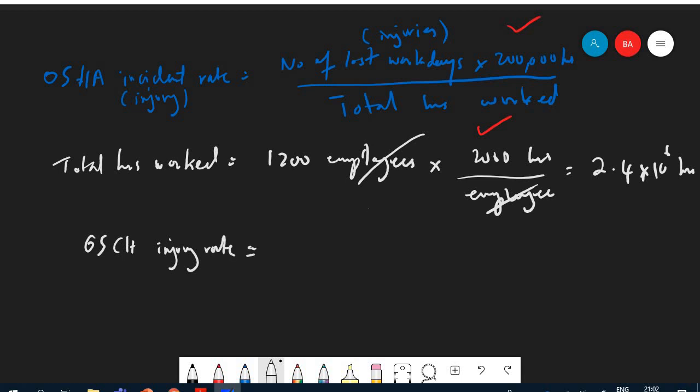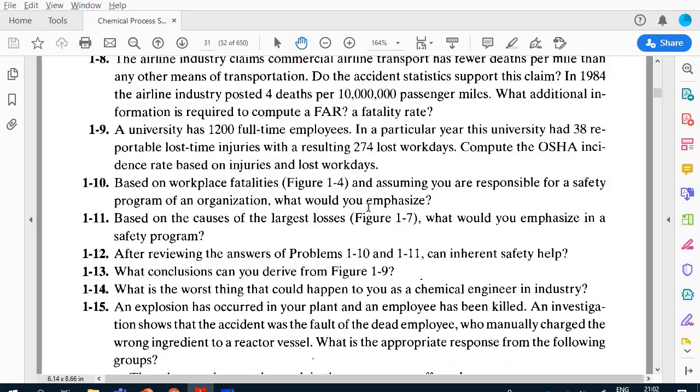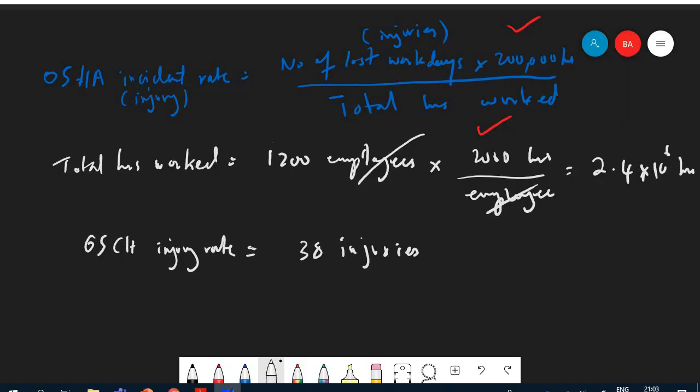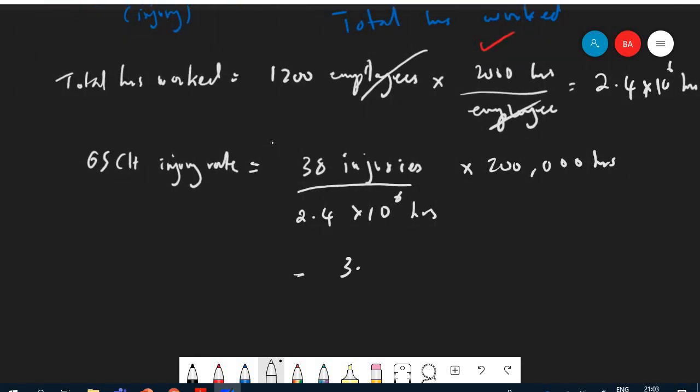So this is equal to 38 injuries. What did I get this 38 from? If you go back, a university has 1,200 full-time employees, and in a particular year this university had 38 reportable lost time injuries. So it had a report of 38 injuries, divided by 2.4 times 10 to the power 6 hours. In our equation, we multiplied by 200,000 hours, and this is equal to 3.17. So the incident rate is 3.17.